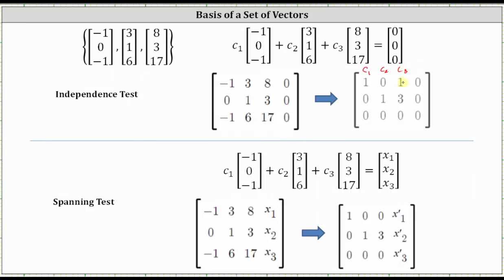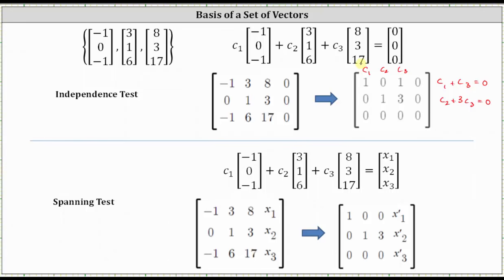Notice how we have three rows with a last row of zeros, which means we have a dependent system, and therefore the set of vectors is dependent, not independent. But for more detail, notice how the first row indicates that C sub 1 plus C sub 3 equals 0. The second row indicates that C sub 2 plus 3 C sub 3 equals 0. And for the third row, we have a row of zeros.